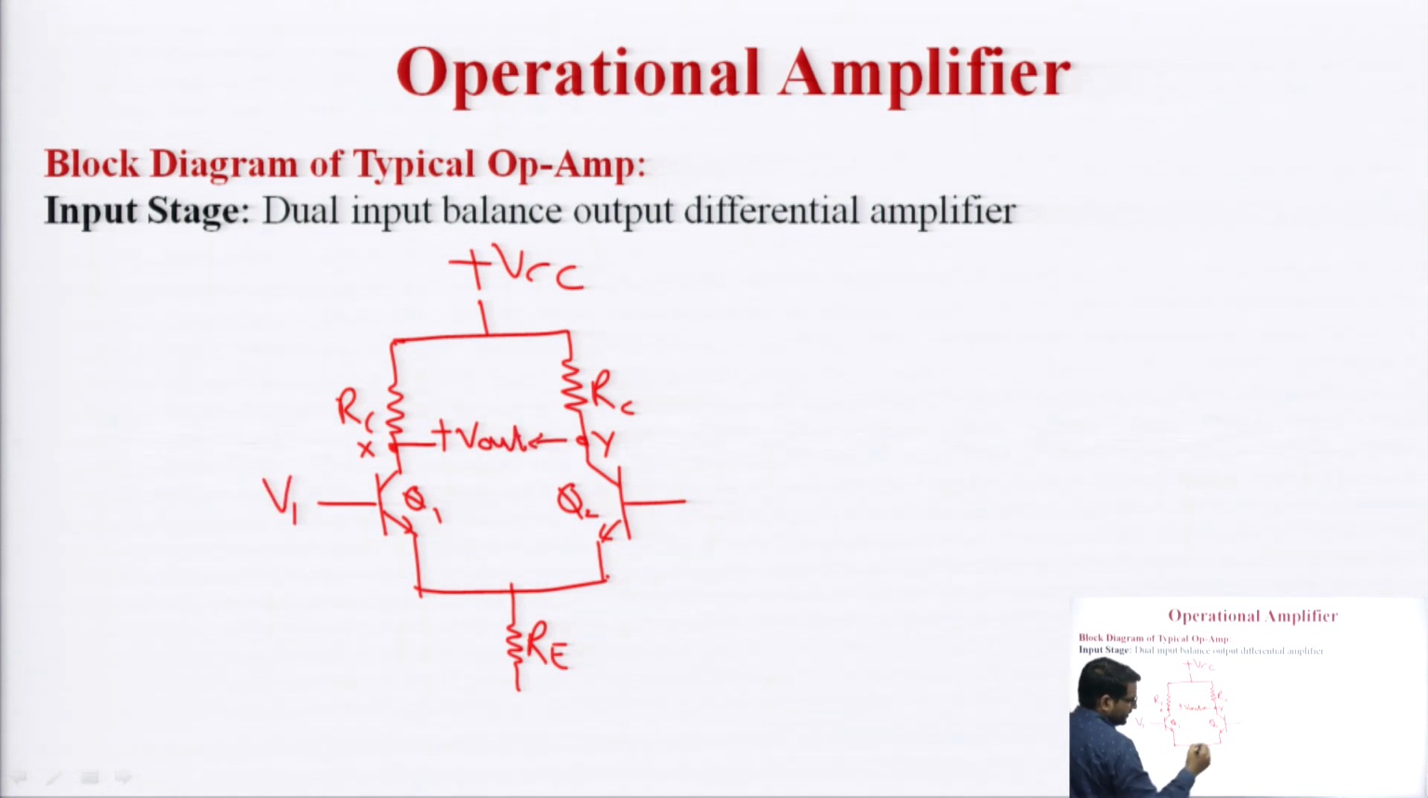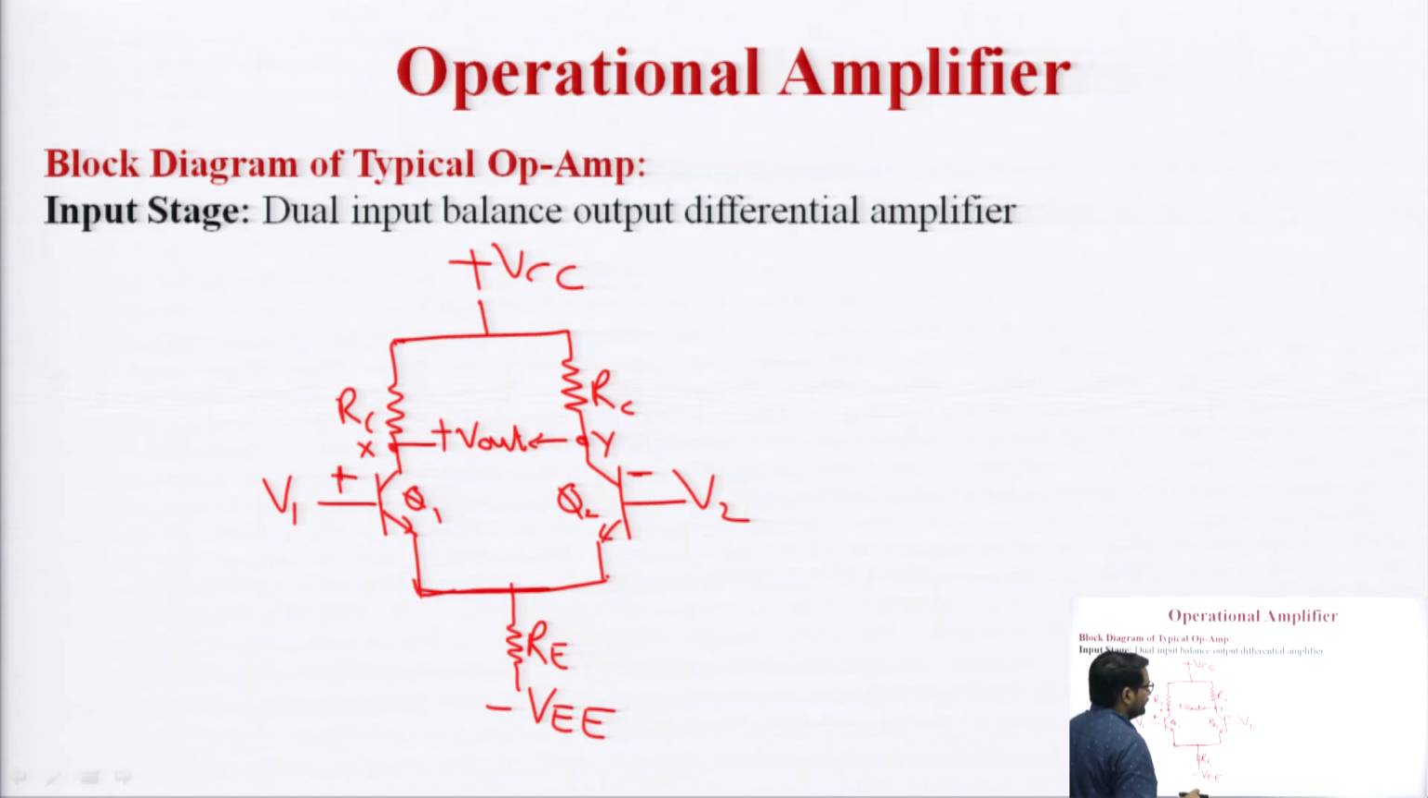Let us suppose V1, V2. Sorry, this is the inverting terminal, and this one the non-inverting terminal. And this supply here is the negative supply, minus V. This is the typical differential amplifier, which consists of two identical transistors Q1 and Q2 with two collector resistances RC, both equal, and one emitter resistance RE.